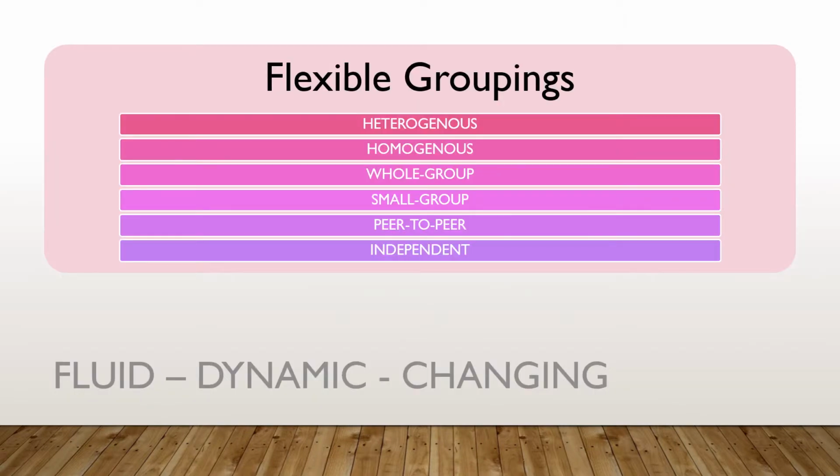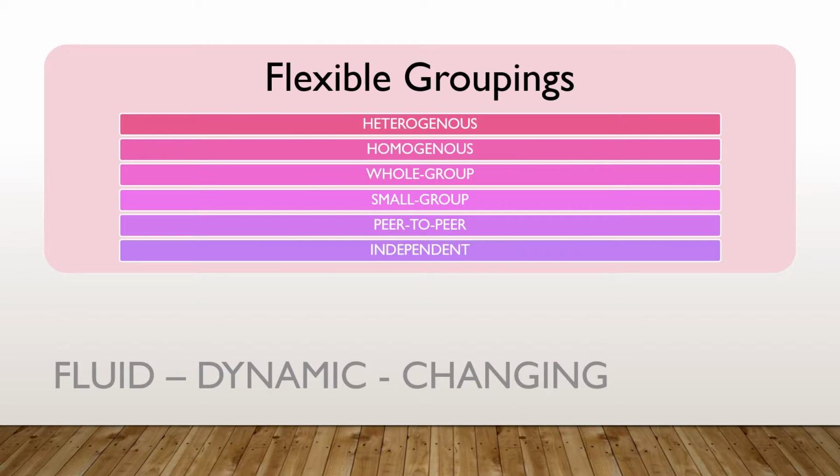So groupings are an important factor in differentiated learning. And there are various ways that you can approach grouping. There's a whole group situation, which would include like a class discussion, as previously mentioned. A small group would be less than 6 students. And peer-to-peer would be a student-to-student situation, and independent, just meaning working alone.